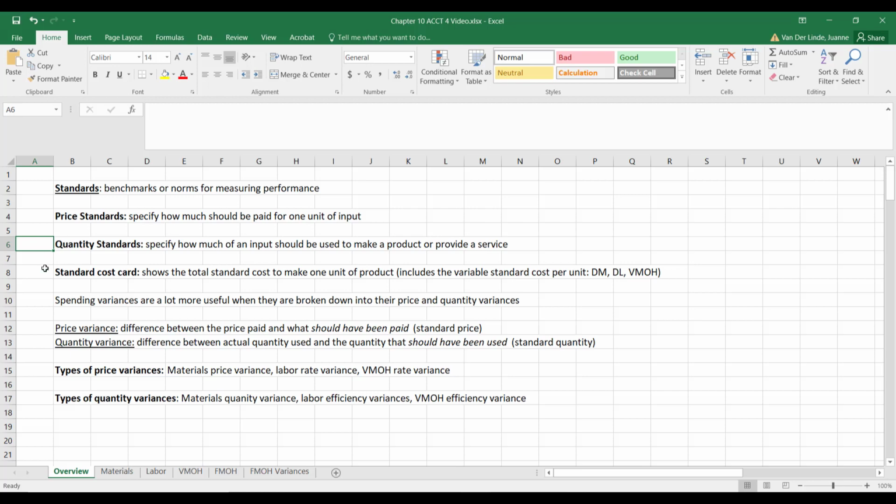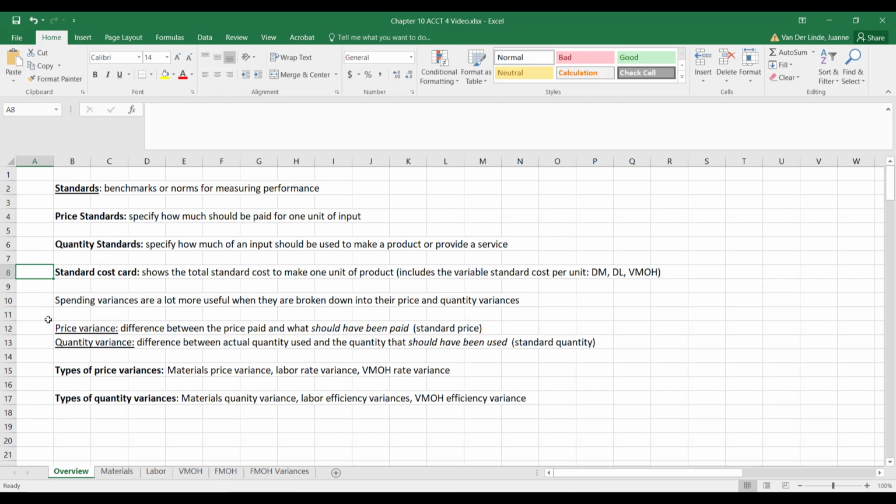Now, a standard cost card looks at all those variable costs related to making a unit of product, and it shows the total standard cost of making just 1 unit. So what's the total direct materials cost, the total direct labor cost, and the total variable manufacturing overhead that we should be incurring to make just 1 unit of product? That standard cost card is what we measure everything against when we have the actual results.